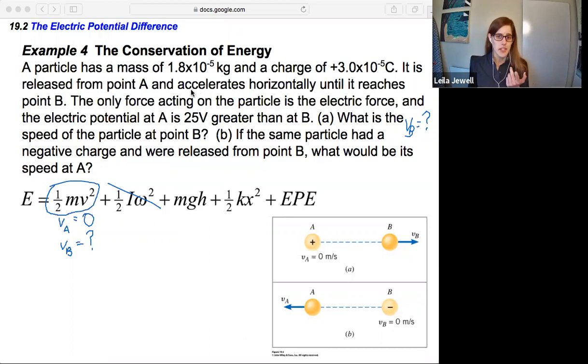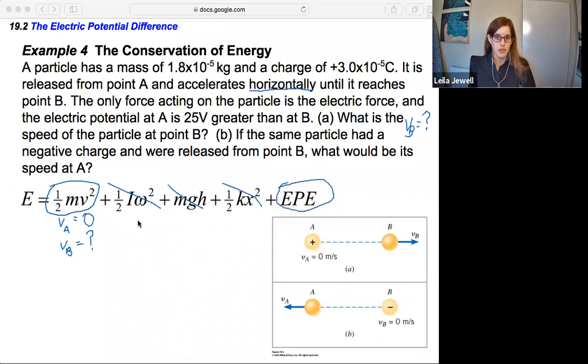Notice here it says that it accelerates horizontally. If it's all moving horizontally, the gravitational potential energy is not changing. It's going to be the same at point A and at point B. So we don't need to worry about that either. 1/2 kx squared, is there some sort of spring involved? No, so that goes away, right? And we just have our electric potential energy. Okay, so these are the two terms that we're going to want to have in our conservation of energy.